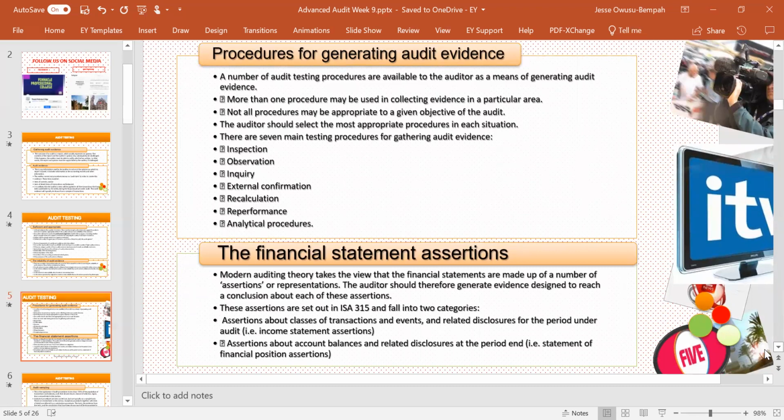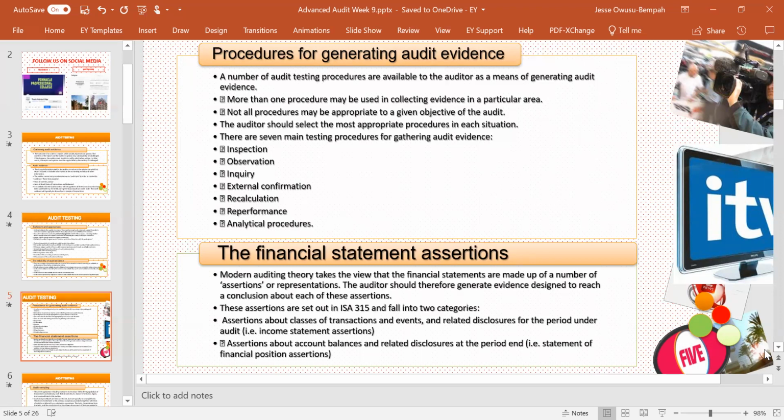Now, let's talk a little bit about financial statement assertions. We will lay the foundation on that and we will touch on that in subsequent sessions. Modern auditing theory takes the view that the financial statements are made up of a number of assertions. These assertions are claims or representations. So for example, if you say the revenue balance is 5 million, you are making a claim. So the auditor should therefore generate evidence designed to reach a conclusion about each of these assertions.